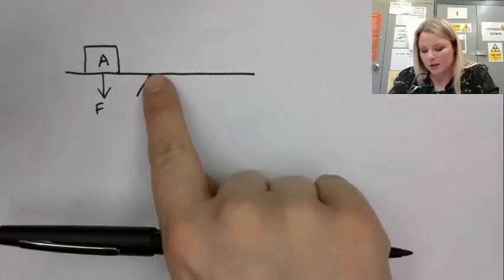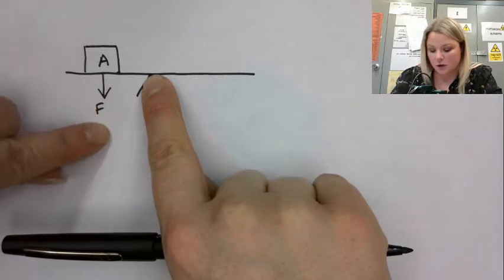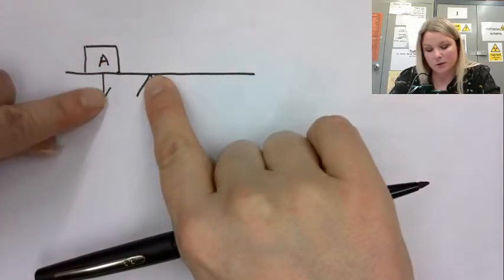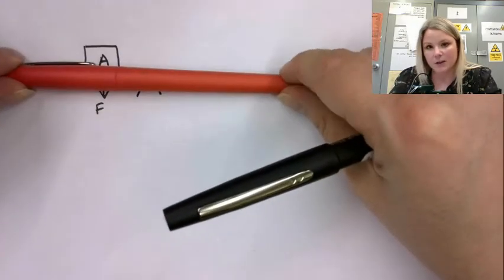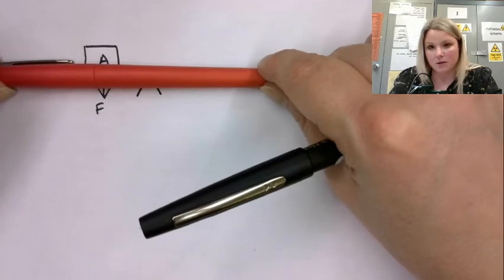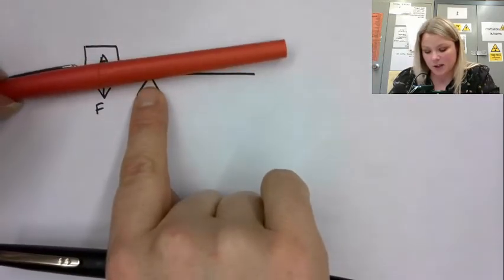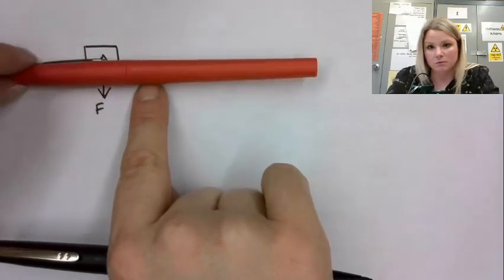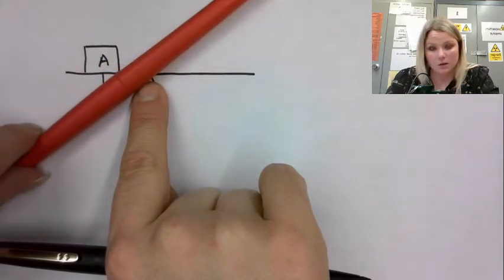So in this situation, if our pivot is here and our force is acting down here, it's going to be turning anti-clockwise. You can follow the force around with your finger to figure out whether it's clockwise or anti-clockwise, or I think this way is a wee bit better. If you set a pen or something on top of your lever and you pivot it at the pivot and rotate it the way the force is going, then it shows you what way it's going. So it started off here, this is moving anti-clockwise.